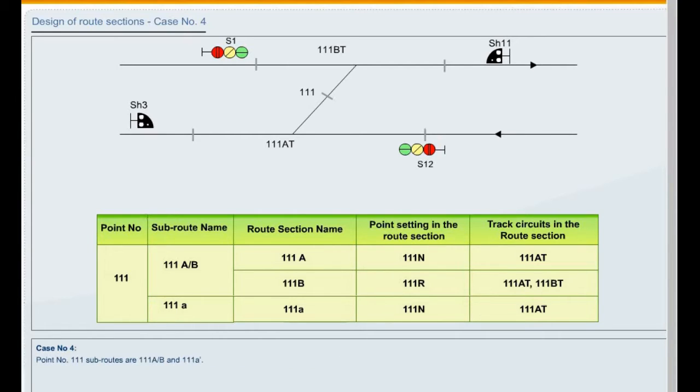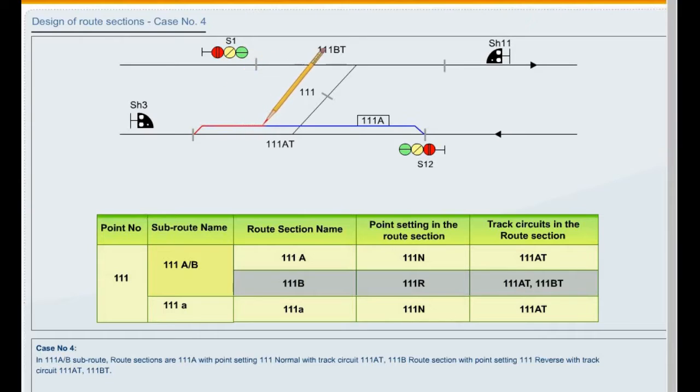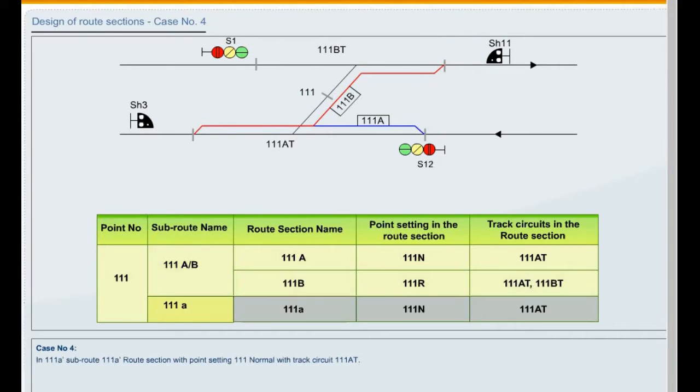Point number 111 subroutes are 111A by B and 111 small a. In 111A by B subroute, route sections are 111A with point setting 111 normal with track circuit 111AT, 111B route section with point setting 111 reverse with track circuit 111AT, 111BT. In 111 small a subroute, 111 small a route section with point setting 111 normal with track circuit 111AT.